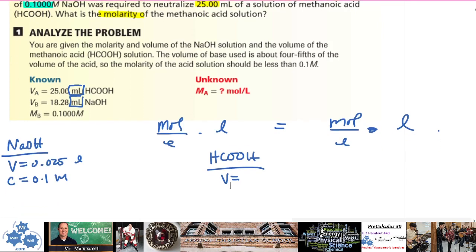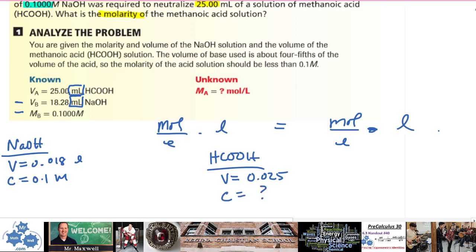Oh, my bad. This is actually the volume of the base. This is 0.018. Okay, this one, base, and this one is 0.025. There we go. And the concentration we don't know.